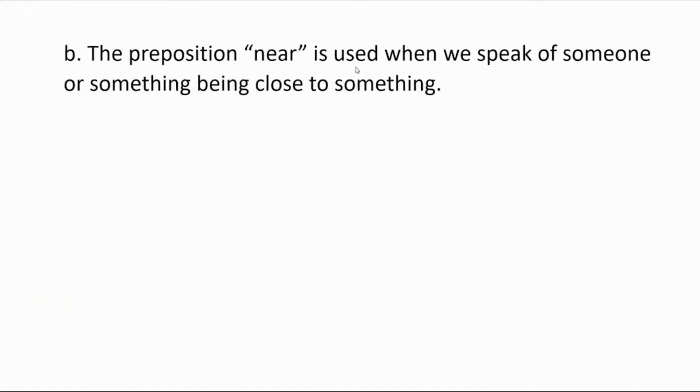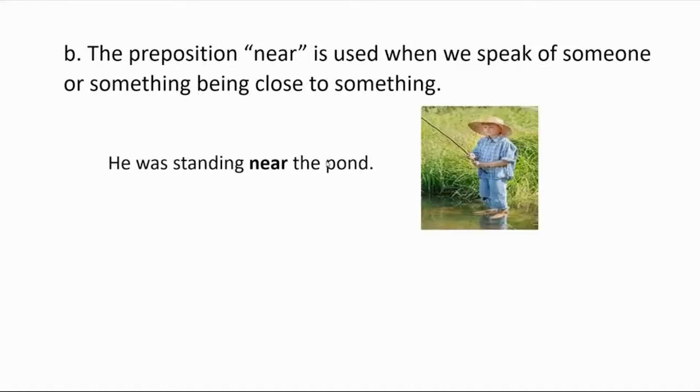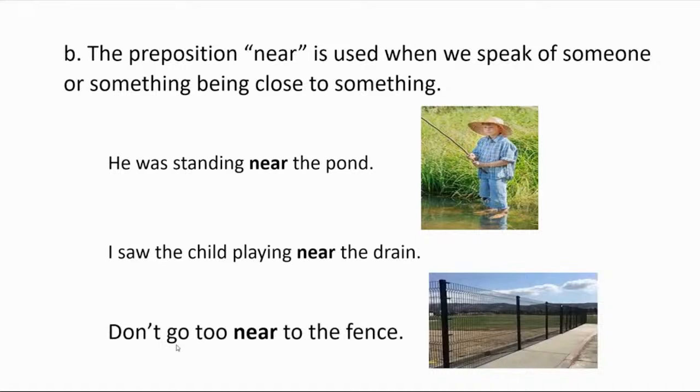Preposition near is used when we speak of someone or something being close to something. For example, he was standing near the pond. As you can see, he is standing near the pond. I saw the child playing near the drain. Don't go too near to the fence. Alright?